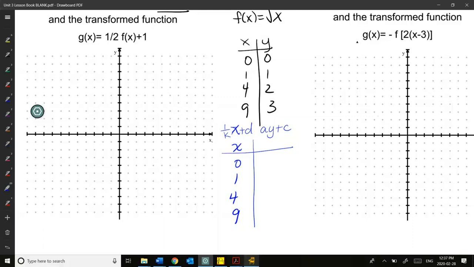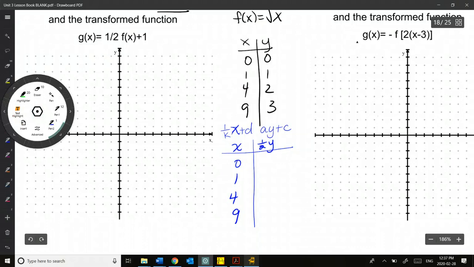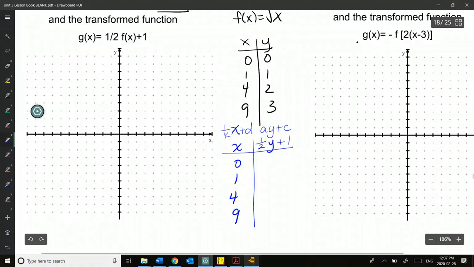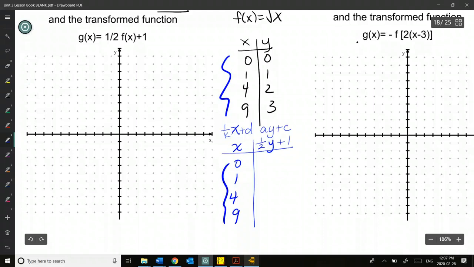If it were something like a third, we'd probably want to keep that as 1 over 3 because it can't be expressed as a decimal. But if it's something like a half, if you want to put the decimal, that's fine. I'm going to keep it in fraction form here just so that we can see the a value as it looks in the equation. So 1/2 y plus 1. Okay, so you'll notice that I just recopied the x's. Okay, the x's don't change, so I recopied them here. You're going to take each of these y's, and you're going to half them and add 1.